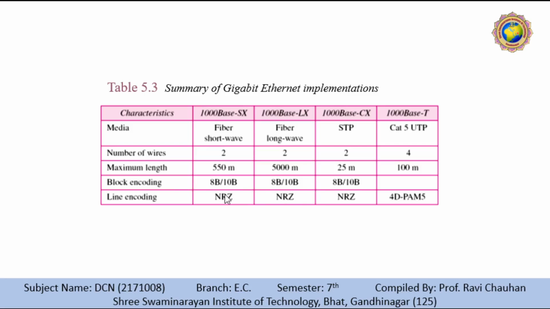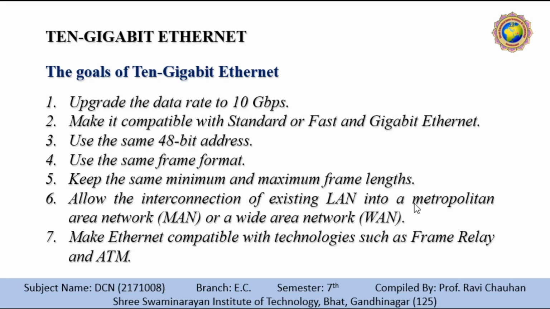The first 3 have block coding of 8B/10B. The first 3 have a line encoding of NRZ, and the fourth is 4D-PAM5. So next is 10 gigabit Ethernet. That is the last point of this section.